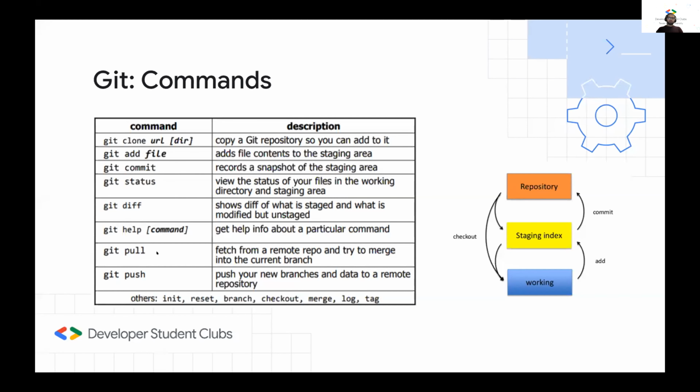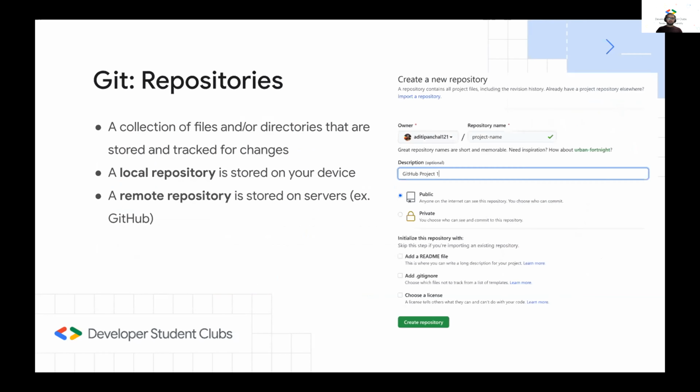I will send out the Git cheat sheet in Slack and in the chat once I stop talking, so you'll have access to that as well. So yeah, as I said, for Git repositories, there's local, which is on your device, and remote, which is basically on a server or a code bank.